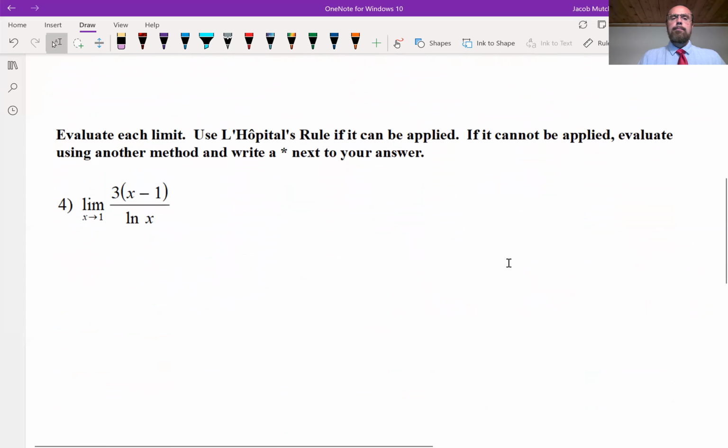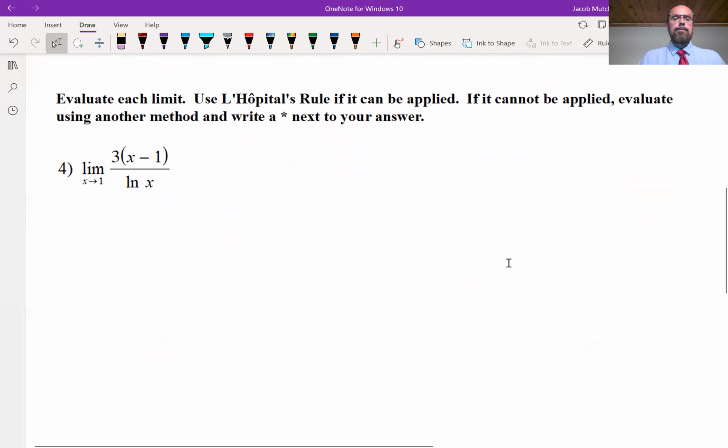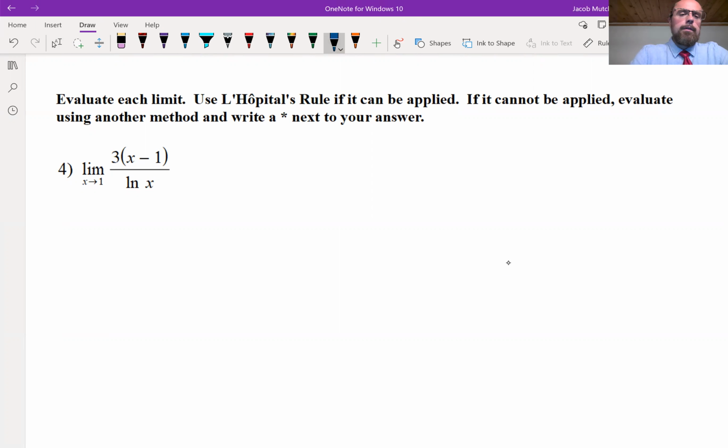Our second example is this one. We want to take the limit as x approaches 1 of the function 3 times x minus 1 over natural log of x. So again, to use L'Hopital's rule, I have to establish first that if I do direct substitution, this limit's going to yield an indeterminate form. So we'll try that first. So I'm going to plug in 3 times 1 for x minus 1.